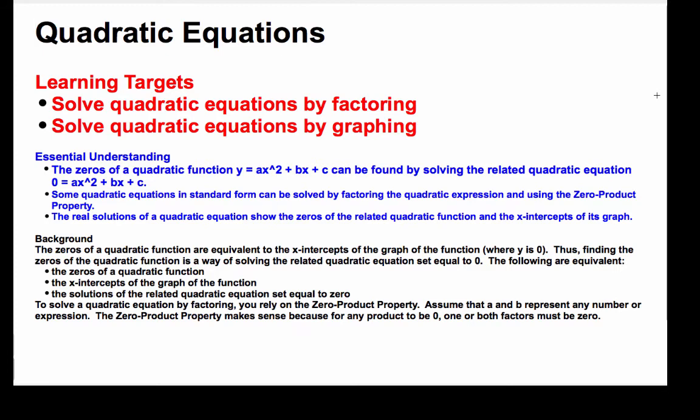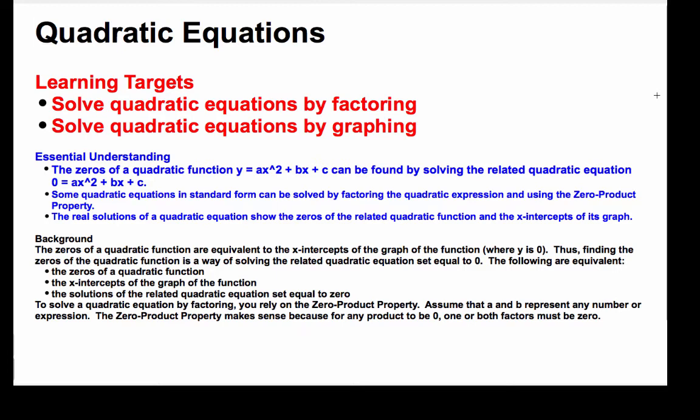Some essential understanding for you for the lesson: the zeros of a quadratic function y equals ax squared plus bx plus c can be found by solving the related quadratic equation 0 equals ax squared plus bx plus c. So the connection there is that we need to figure out where the quadratic function has y values of 0.